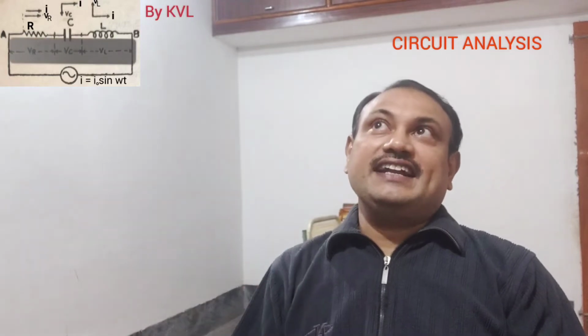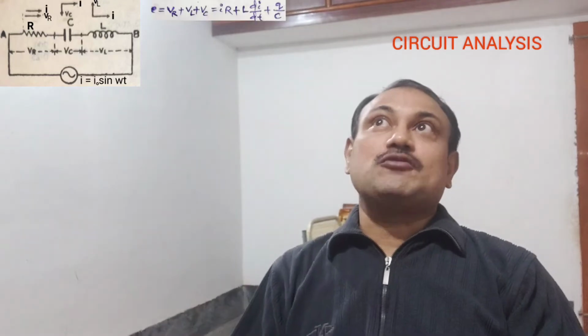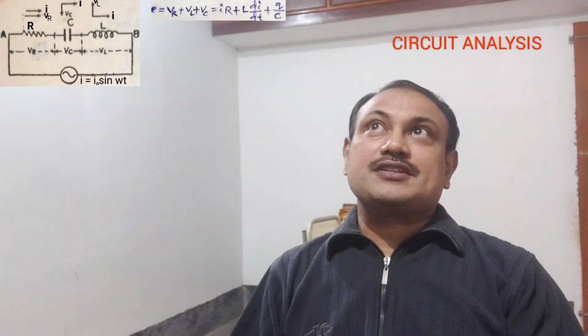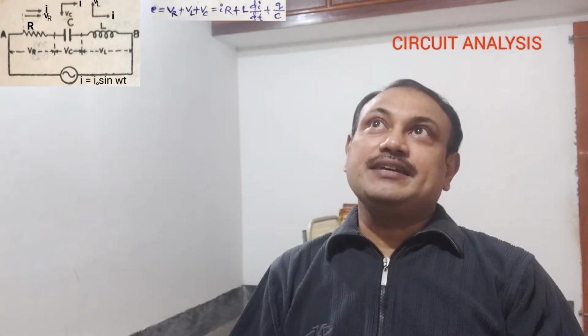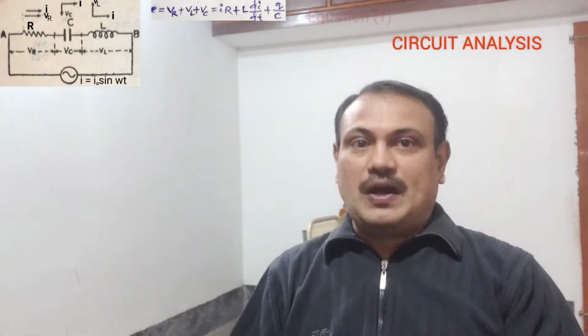For an LCR series circuit, let us assume VR, VL, VC are the respective potential drops across resistor, inductor, capacitor. Then we can directly apply Kirchhoff's voltage law to write that the sum of the potential drops across each of the components is equal to the EMF of the source. That is E equals VR plus VL plus VC, which we can write as E equals IR plus L di by dt plus Q by C, which we can call equation 1.